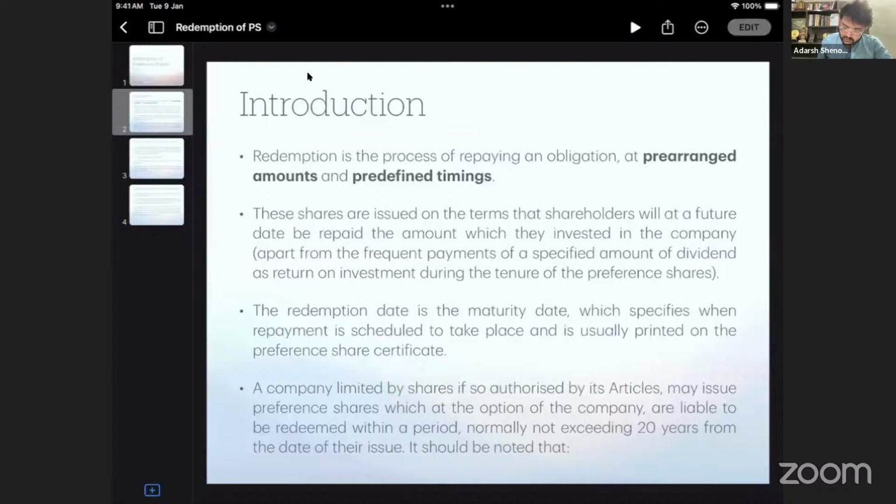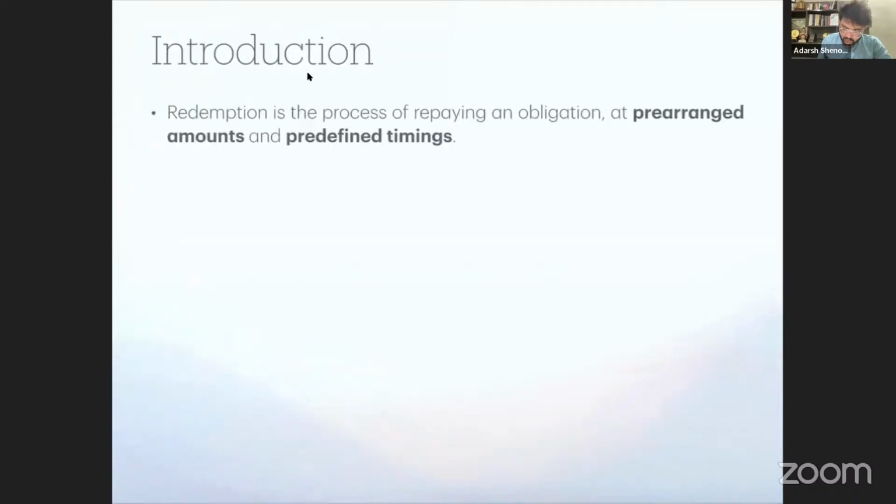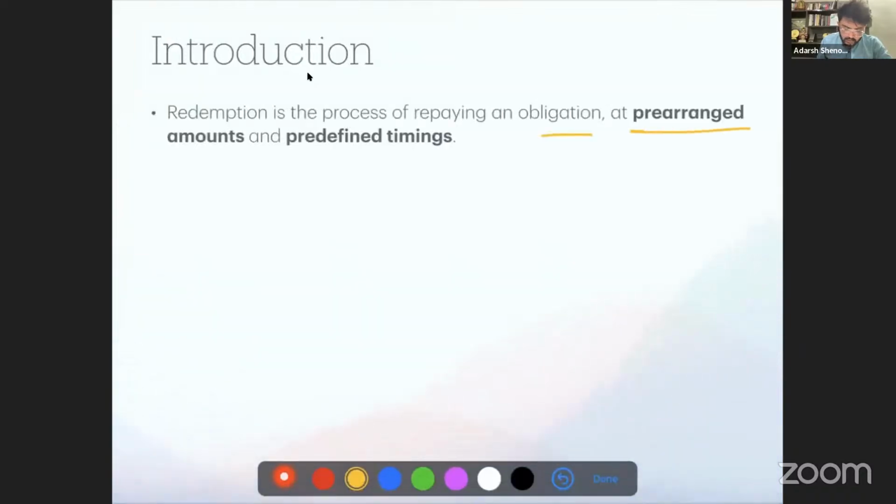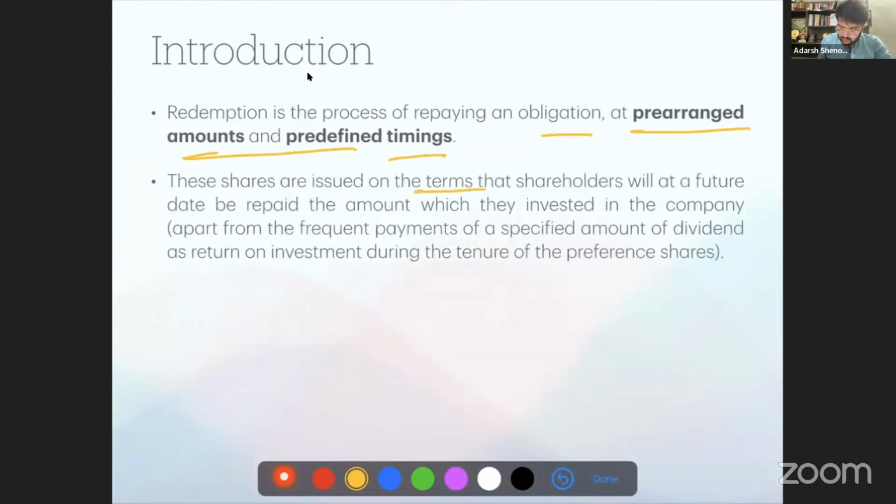Okay, redemption is the process of repaying an obligation at pre-arranged amounts and predefined timings. These shares are issued on the terms that shareholders will at a future date be repaid the amount which they invested in the company, apart from the frequent payment of a specific amount of dividend as return on investment during the tenure of the preferences. So we already know this. So here what are they saying? Redemption means pre-arranged amounts, what I will pay is stated initially, and at pre-arranged timings I will repay you. That is redemption.